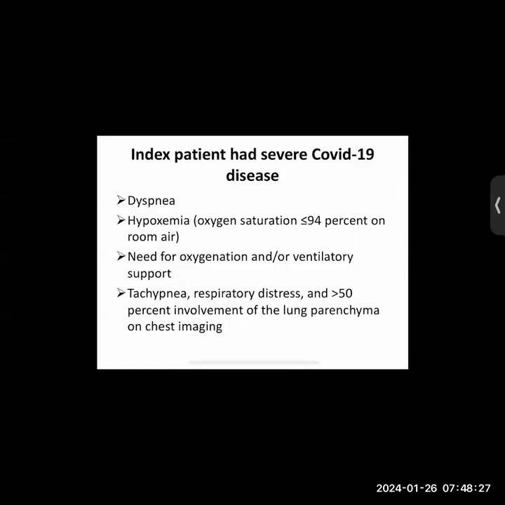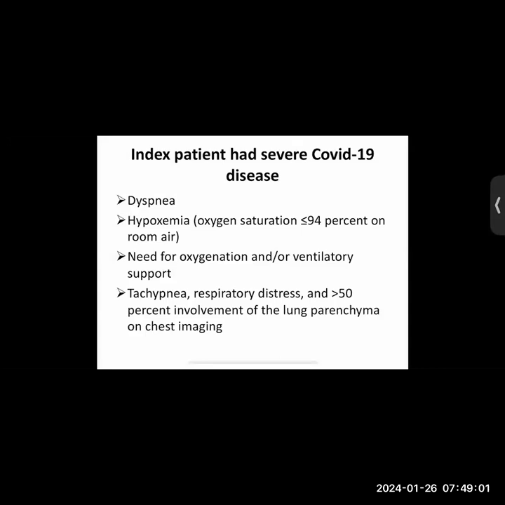Next slide, please. Now, the index patient actually had severe disease, and the reason is because these are the characteristics of severe disease: a patient with dyspnea, hypoxemia, with oxygen saturation less than or equal to 94% at room air, and the need for oxygenation and/or ventilatory support. This patient requires oxygenation because of the oxygen saturation, which was 74%. The patient also has tachypnea, respiratory distress, and more than 50% involvement of the lung parenchyma on chest imaging, preferably the chest computerized tomography scan.